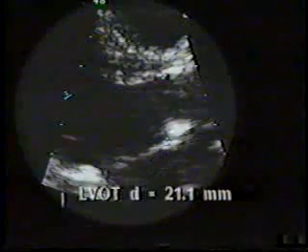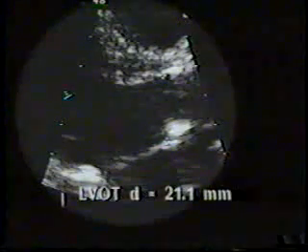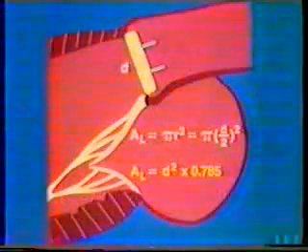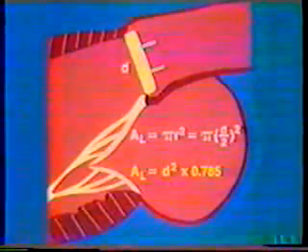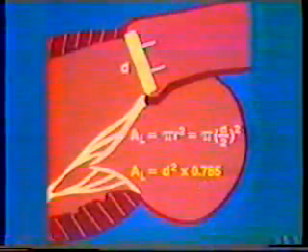One cursor was placed at the junction of the sewing ring with the ventricular septum, and the second cursor has been placed at the junction of the sewing ring with the anterior mitral leaflet. The LVOT diameter is 21.1 millimeters. This is essentially the same as the external diameter of the sewing ring. Once the LVOT diameter has been measured, we square it and multiply by the constant 0.785 to obtain the LVOT area.